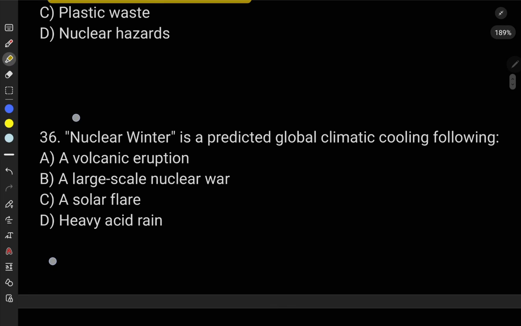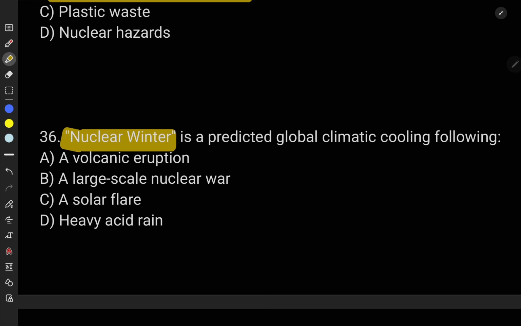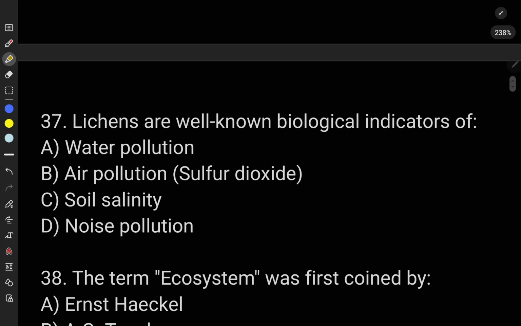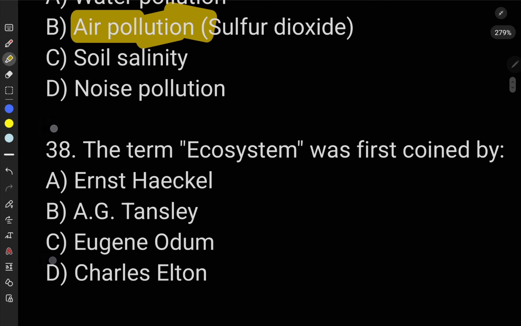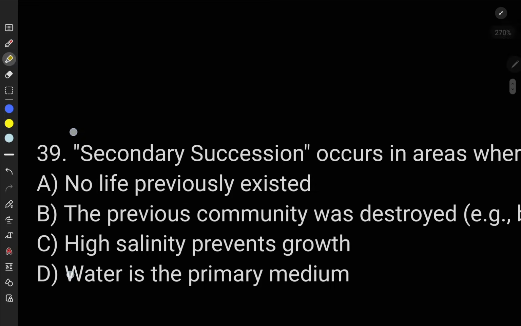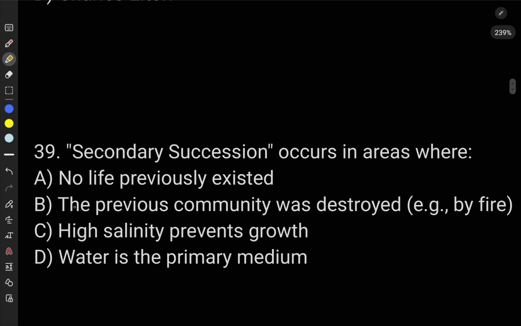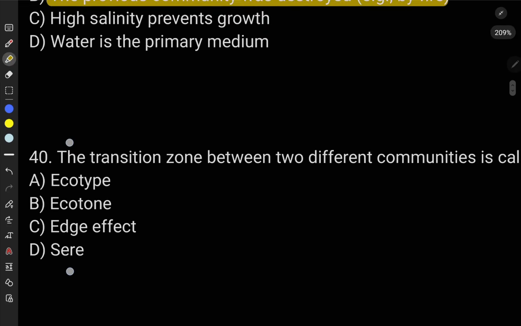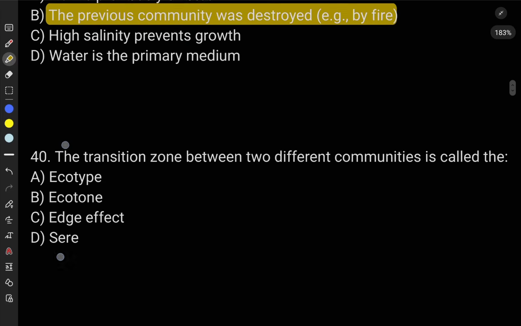Nuclear winter is a predicted global climatic cooling following a large scale nuclear war. Lichens are well known biological indicators of air pollution. The term ecosystem was first coined by A.G. Tansley. Secondary succession occurs in areas where the previous community was destroyed. The transition zone between two different communities is called ecotone.